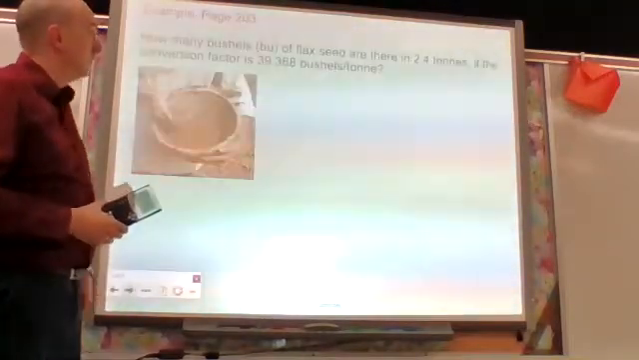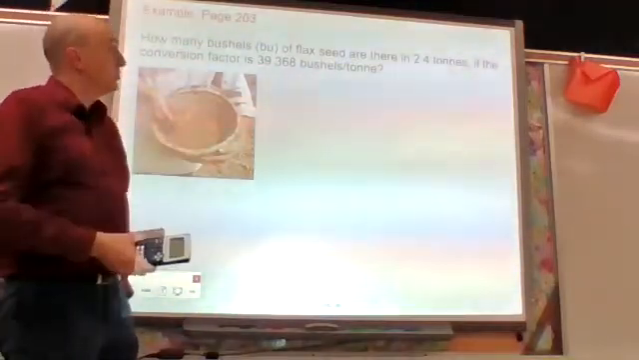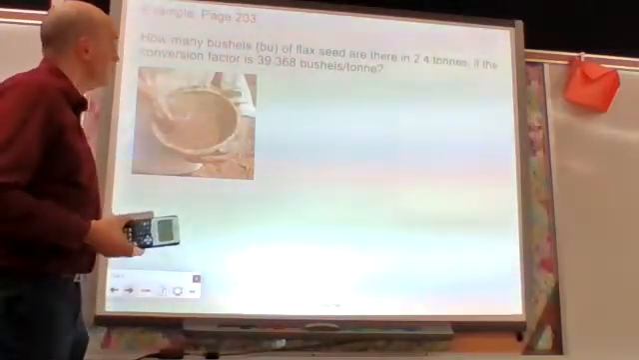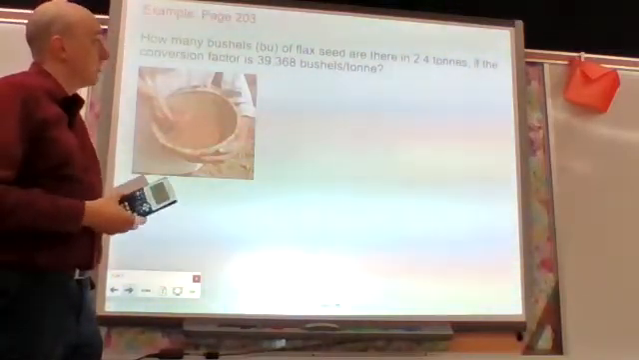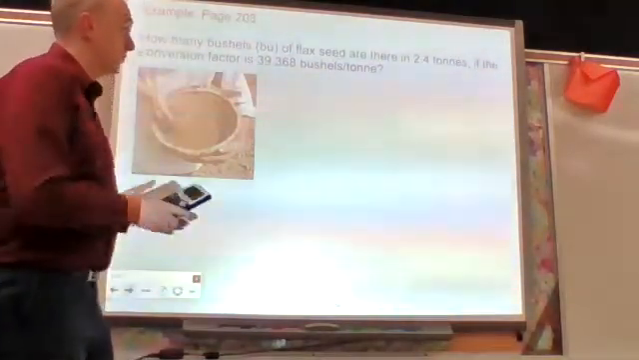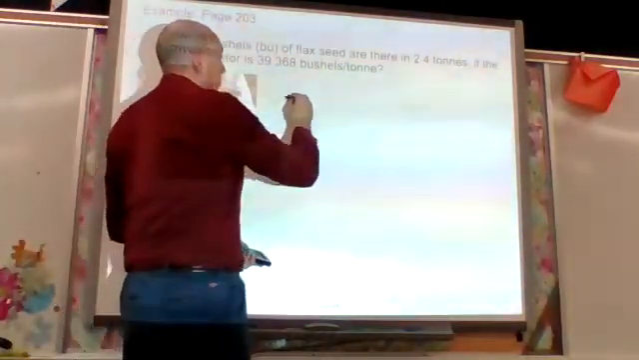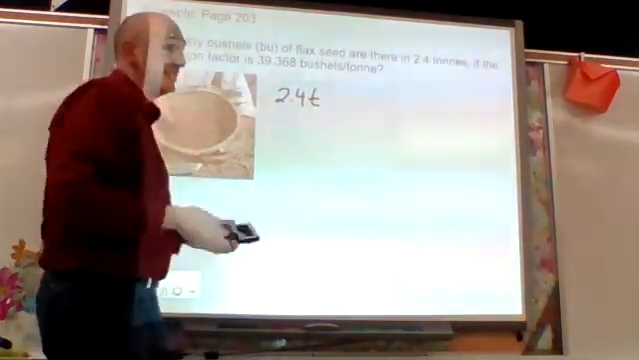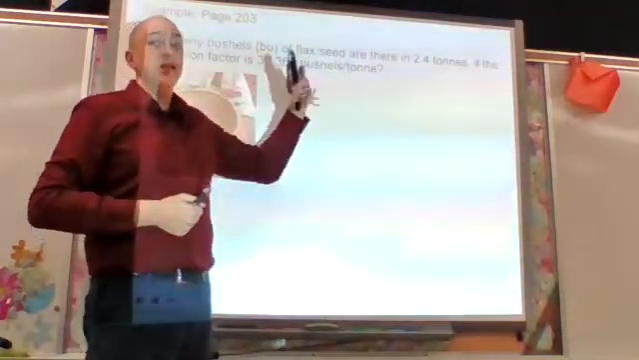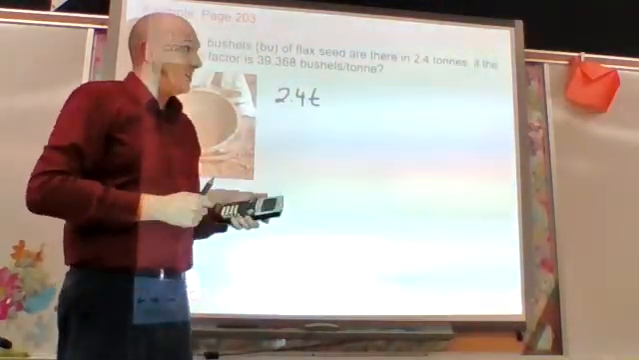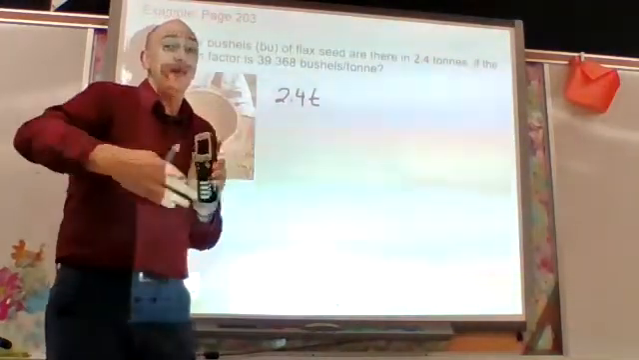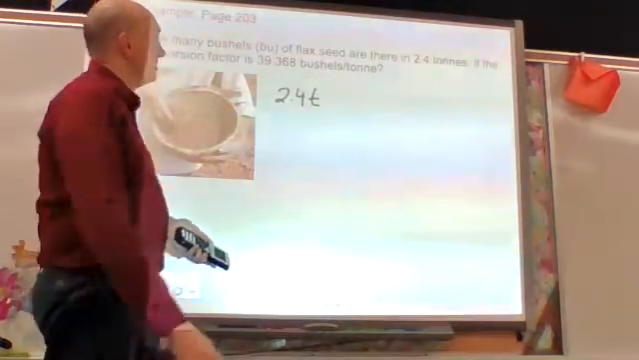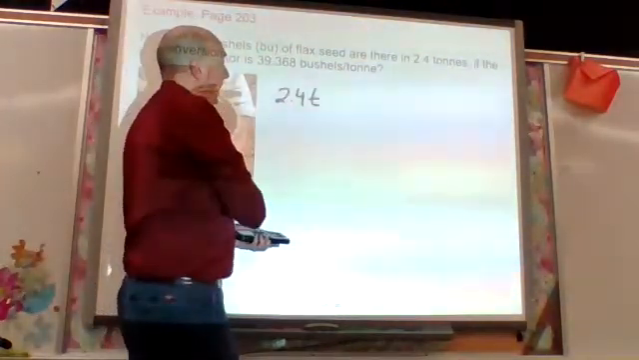Okay. How many bushels of flax seed are there in 2.4 tons if the conversion factor is 39.368 bushels per ton? So we've got 2.4 tons. Remember, tons, T-O-N-N-E, is the metric version, kind of French-ish, like the Système International is. 2.4 tons. And the conversion factor is 39.368 bushels per ton.